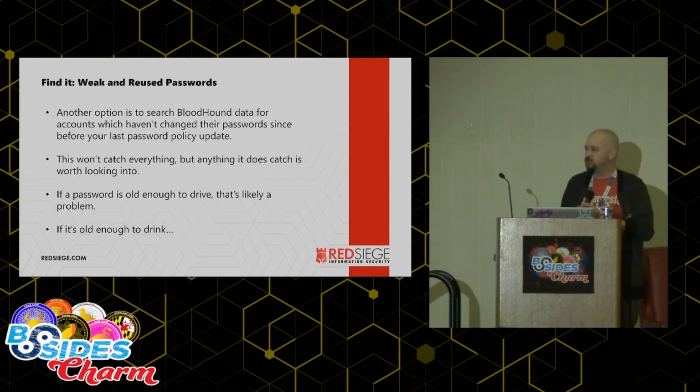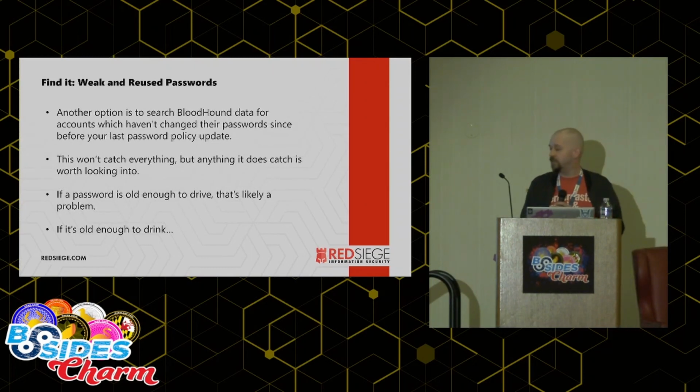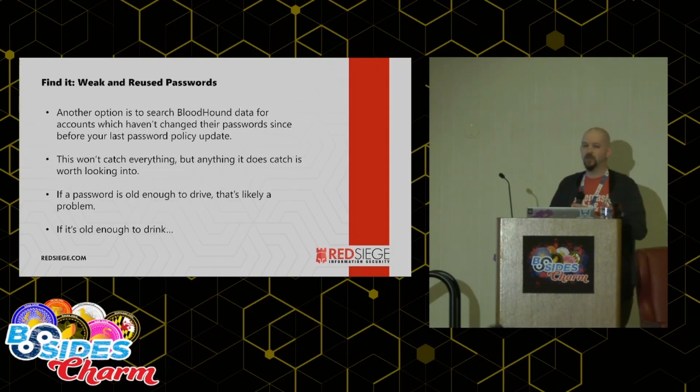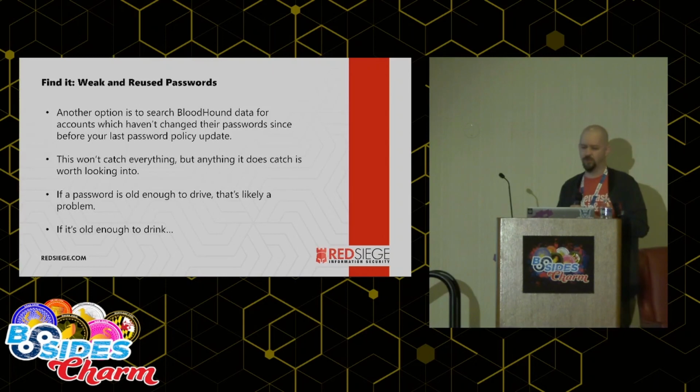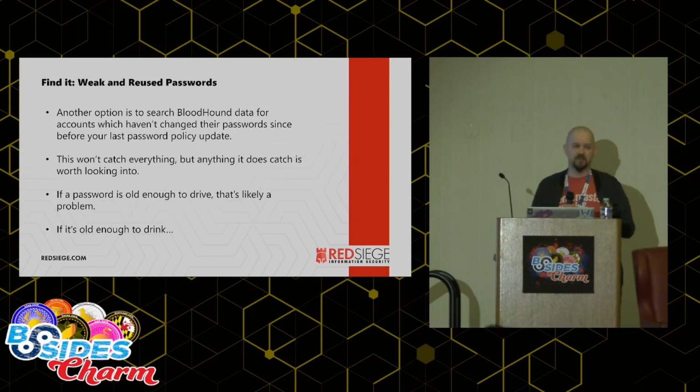One other thing you can do short of a full password audit is you got that Bloodhound data earlier to look for bad AD issues. You'll also get in there the last time every account changed their password. Won't catch everything, but everything it does catch is probably worth looking at. This goes back to, again, things lingering for years or decades. If somebody's password is old enough to drive, that's a problem. If it's old enough to drink, that's really a problem.